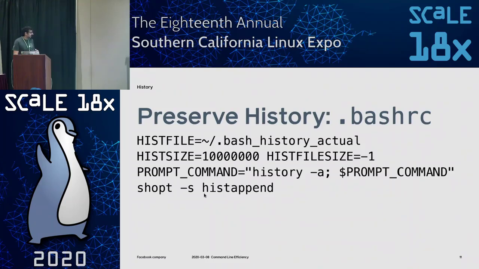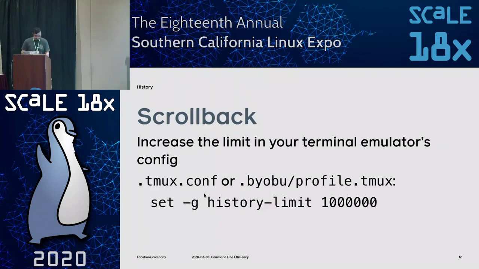And then finally, we're just telling bash to, whenever you write history, just always write it to the end of the file. That helps keep things chronological in the history file.